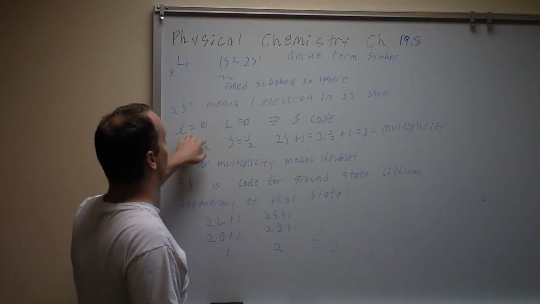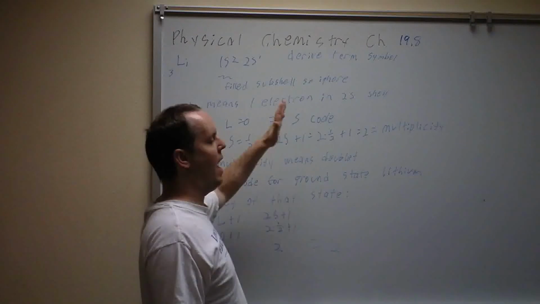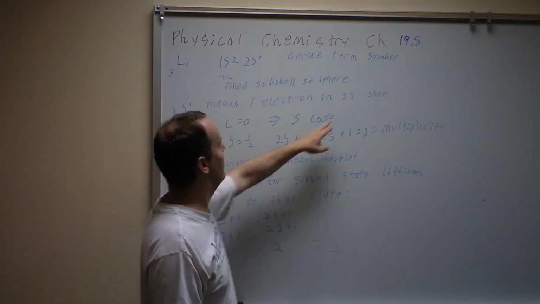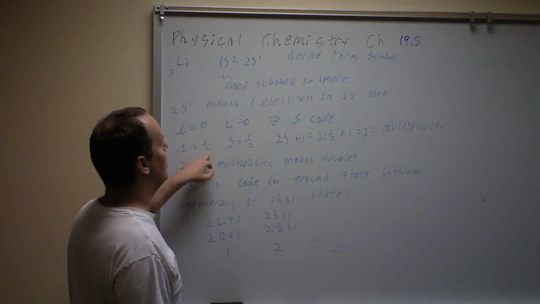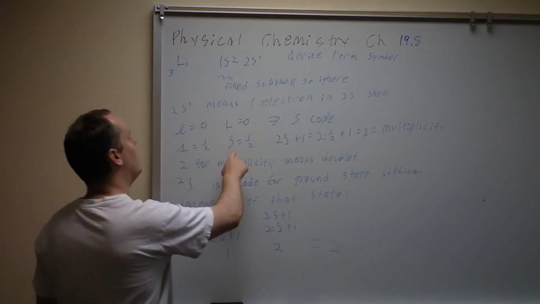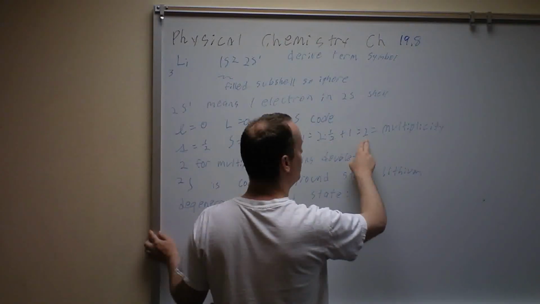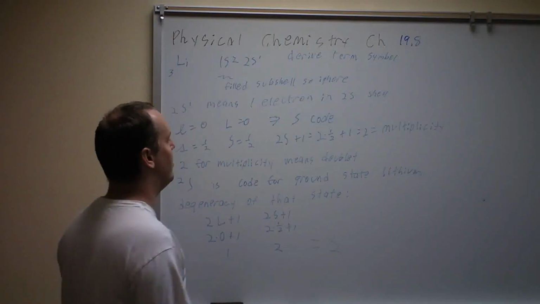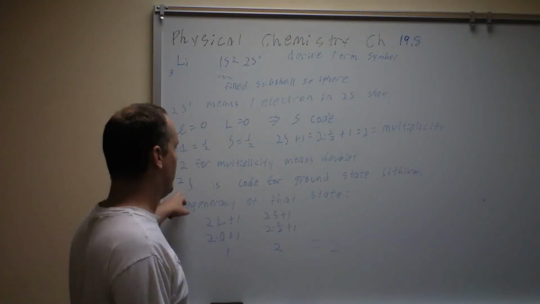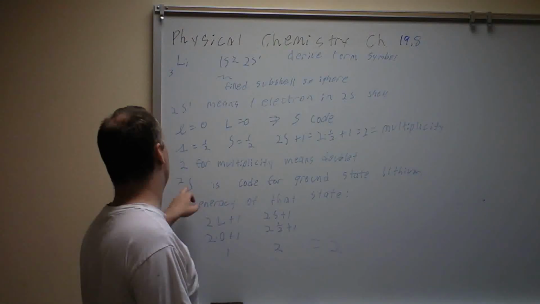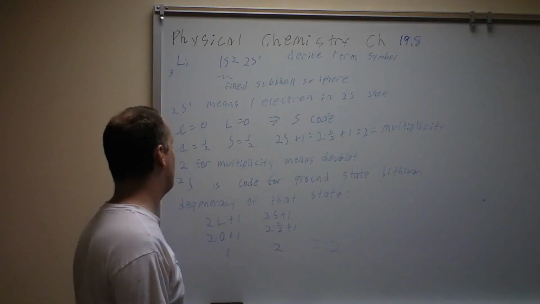Lowercase l is equal to 0 because it's an s shell, so capital L is equal to 0. So our code is S, which you probably guessed anyway. We're talking about an S shell. Lowercase s, of course, is 1/2, so capital S is 1/2. 2S plus 1 is equal to 2. That means the multiplicity of this state is 2, which means we have a doublet state. So doublet S is the term symbol for ground state lithium.